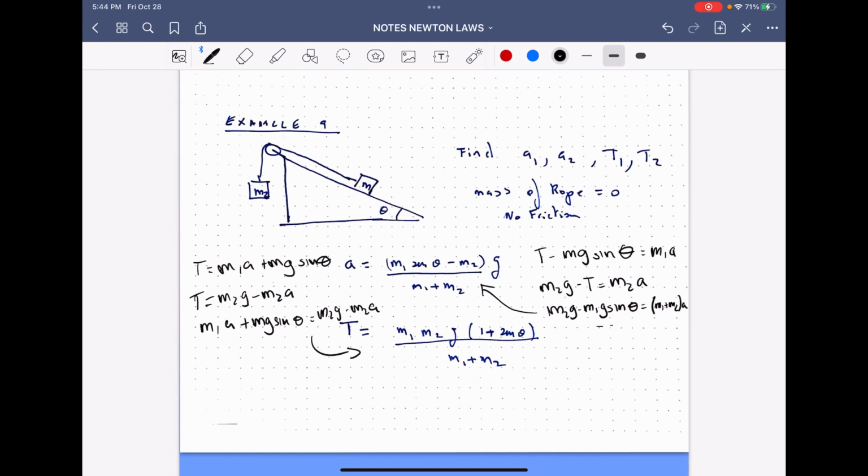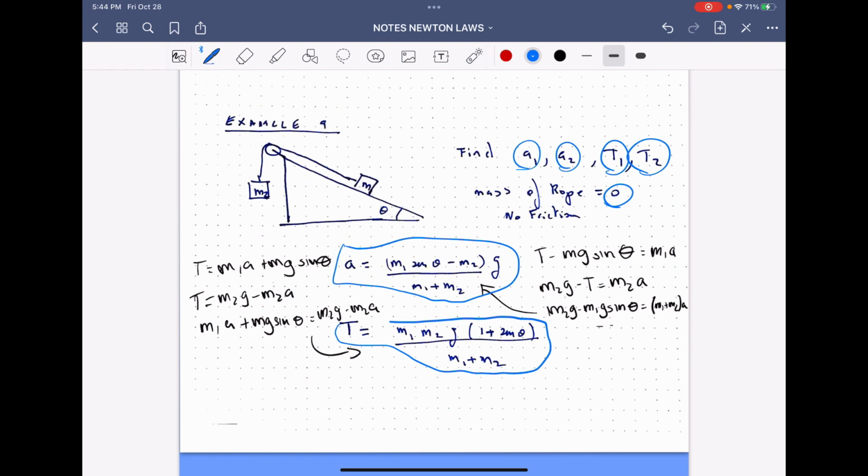So we have to find a, T1, T2. In order to find that, the mass of the rope is 0, and there's no friction. We start with these equations that are given to solve at the end. As for how to arrive at those, I'm just going to do a separate video on that.